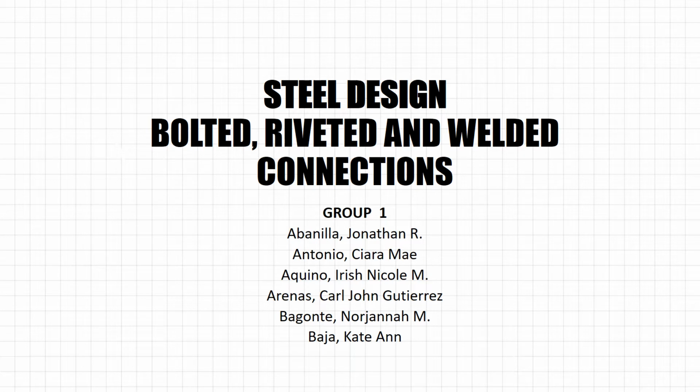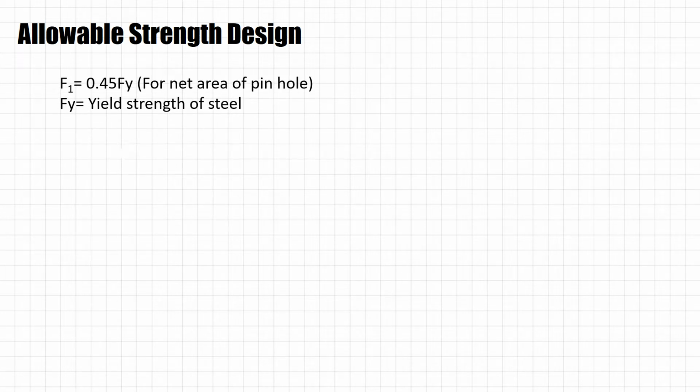Arenas, and we are Group 1, and we'll be discussing steel design, bolted, riveted, and welded connections. Allowable strength design. For the net area of pinhole, we have Fp equals 0.45 Fy, where Fy is equal to the yield strength of steel.